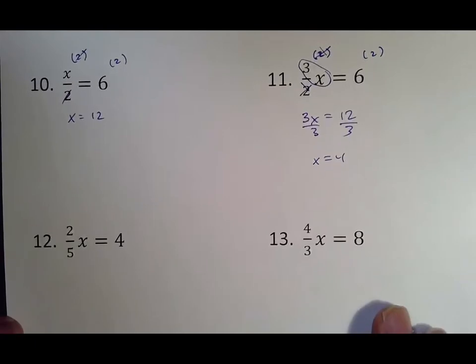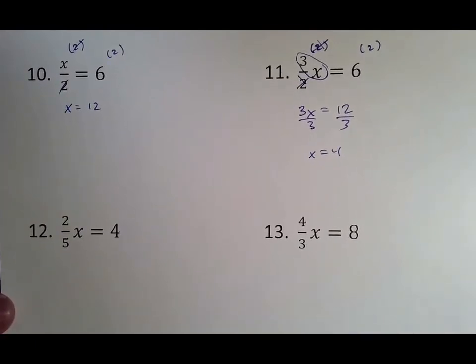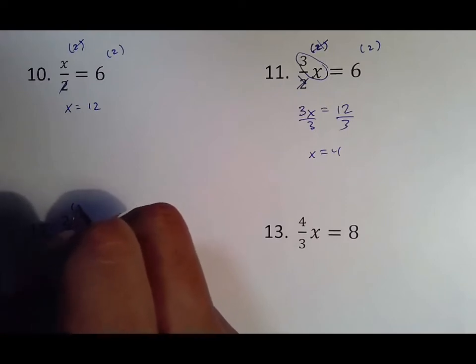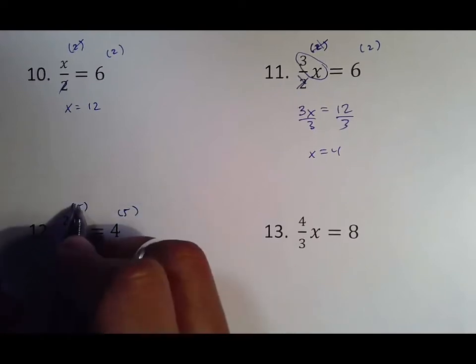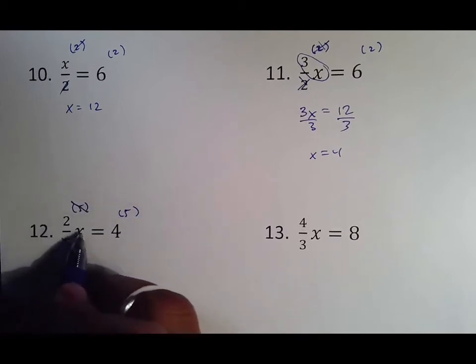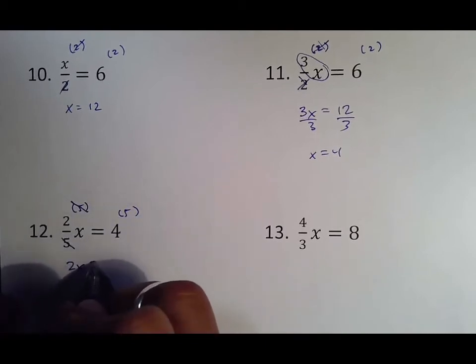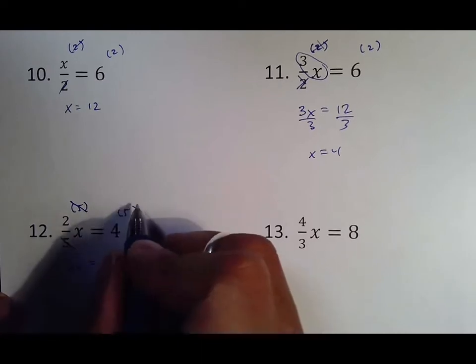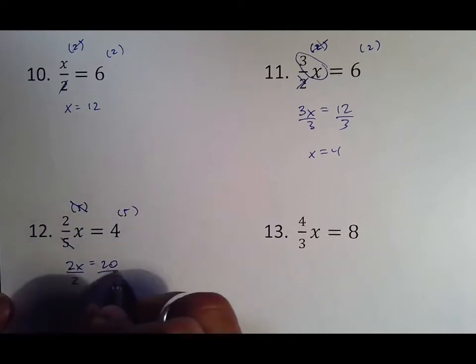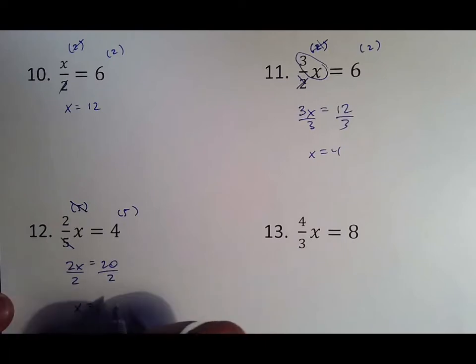So the same thing here, 2/5 x equals 4. Again, the first thing you want to do is get rid of that bottom number, which is a 5, by multiplying by 5. Again, keeping in mind that a 5 on top and a 5 on the bottom goes away. Bringing down everything else, which would be 2 and x. 5 times 4 then is 20. And from there you divide both sides by 2, getting x equals 10.